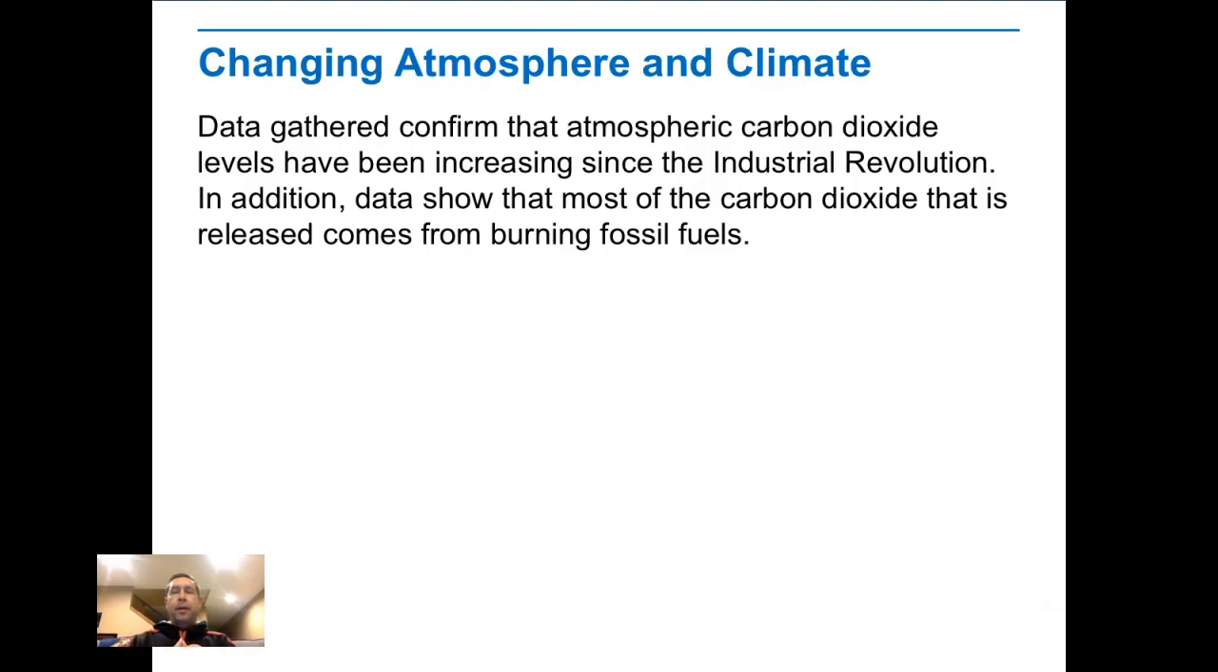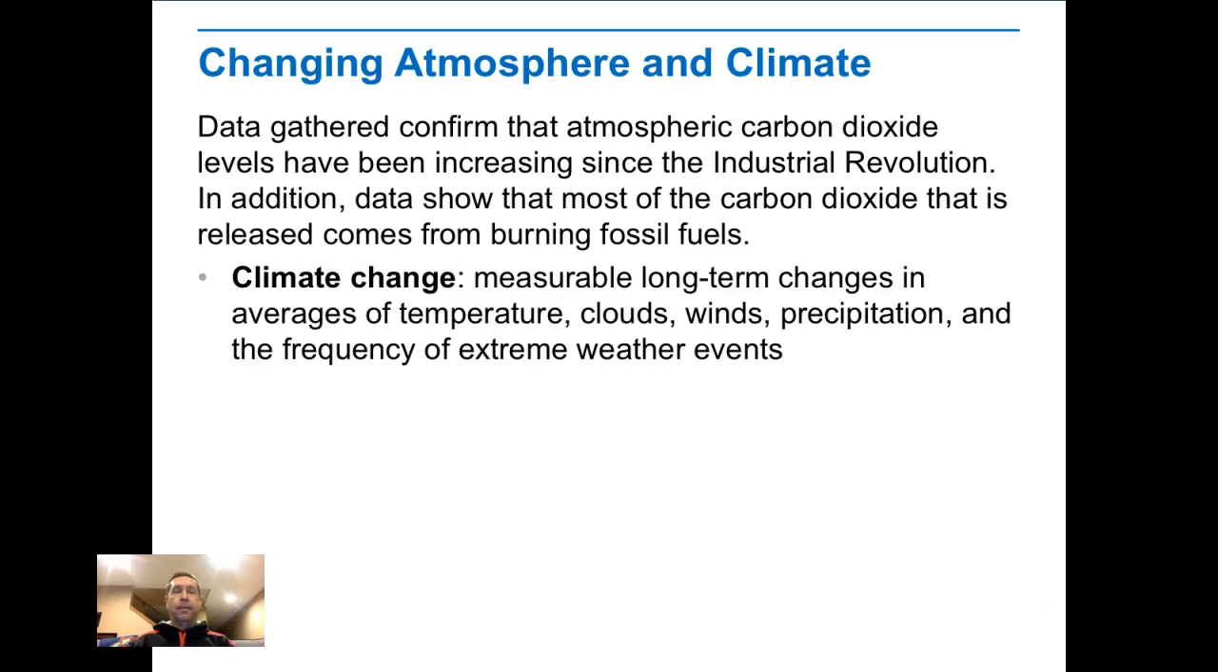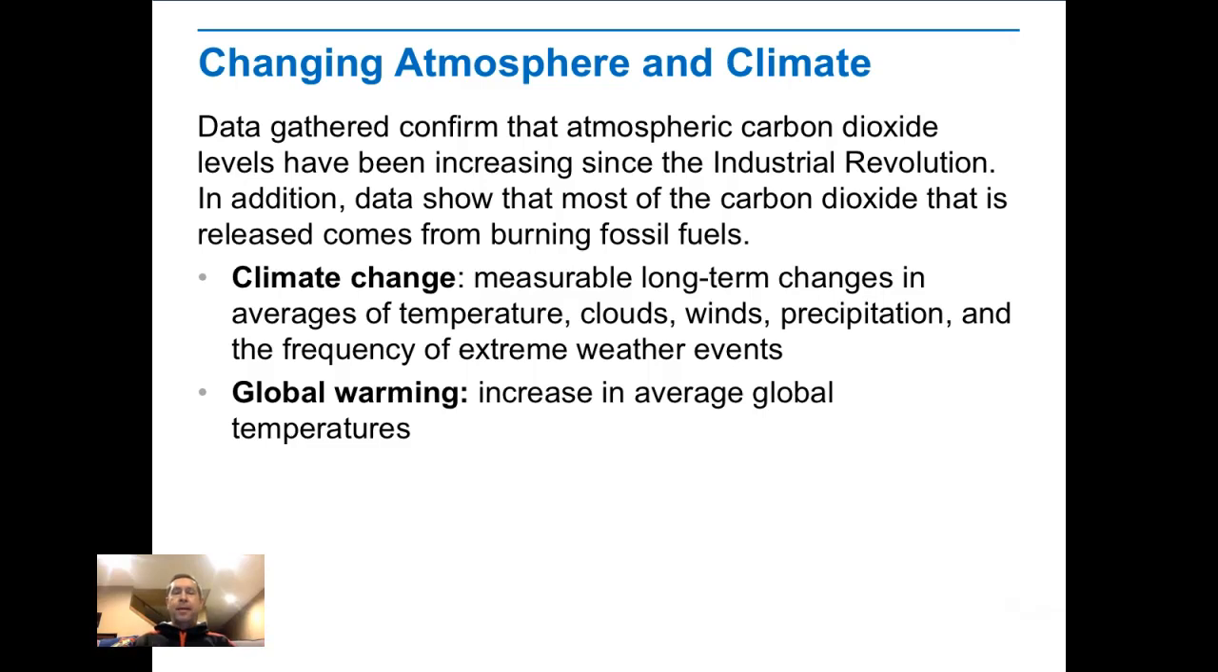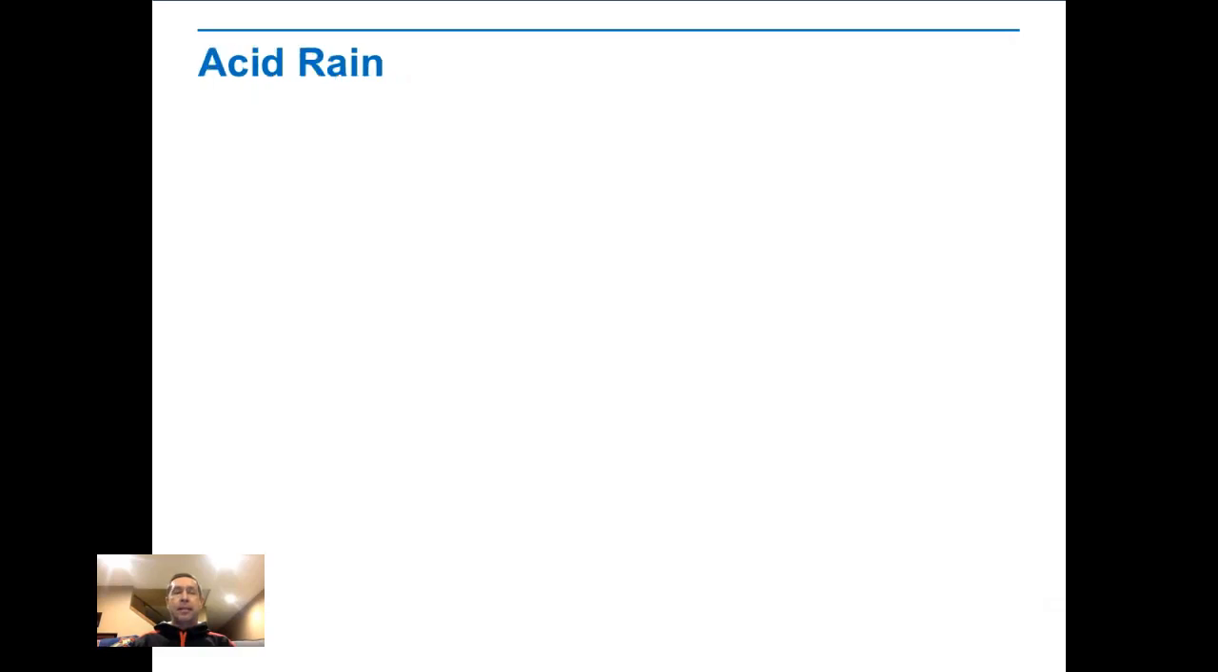So the atmosphere and climate change are related. Scientists have been gathering data to confirm that atmospheric carbon dioxide levels have been increasing since the Industrial Revolution, since we started using fossil fuels to run factories and things like that. In addition, data shows that most of the carbon dioxide that's released comes from burning of fossil fuels. So again, this is linked to human activity. Climate change is a measurable long-term change in the average temperature, clouds, winds, precipitation, and frequency of extreme weather events. Global warming is an increase in the average global temperature. So the two are related, but not exactly the same.